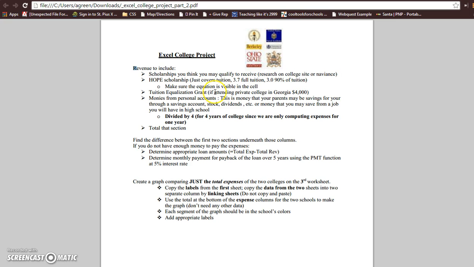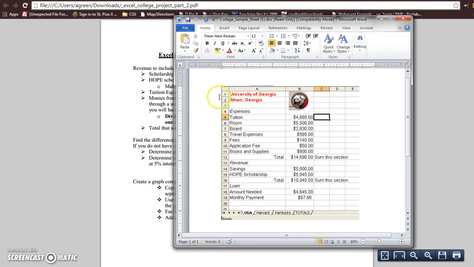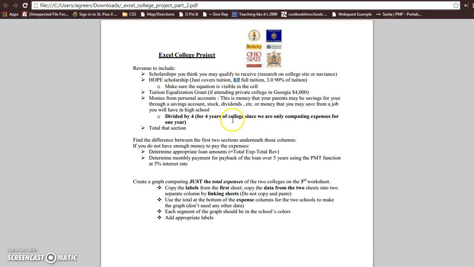Hope Scholarship is only for the state of Georgia, and the way that we're going to do it is someone who makes a 3.7 GPA or higher is going to have their tuition paid in full. So that means if we look at this, tuition would be cell B5. It wouldn't be B12. We're just talking about tuition, not overall expenses. 3.7 would be someone who basically makes all A's. Maybe they make a B once or twice, but overall they make all A's.